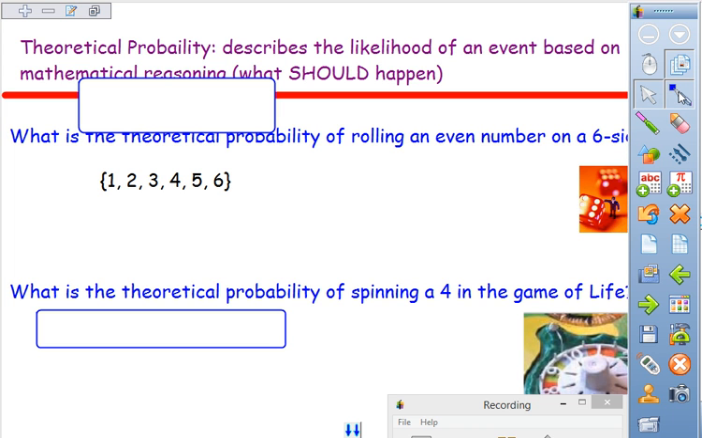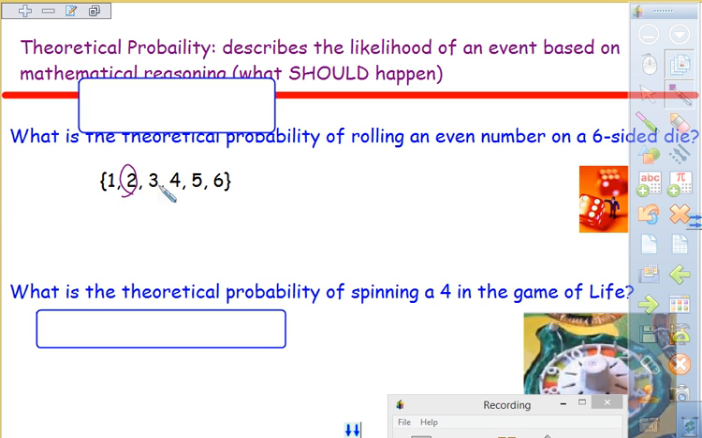So we want the theoretical probability of getting an even number. An even number would be a 2, a 4, or a 6. So we have 3 favorable outcomes divided by 6 total, so half of the time we would get an even number.